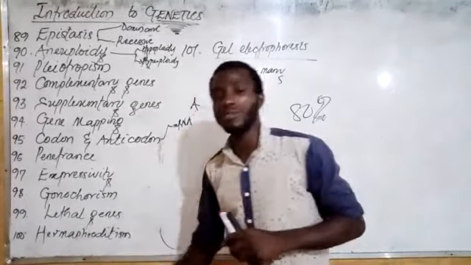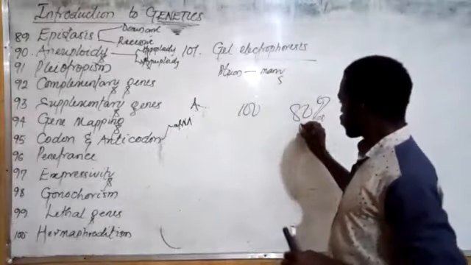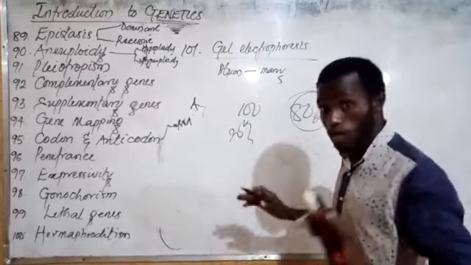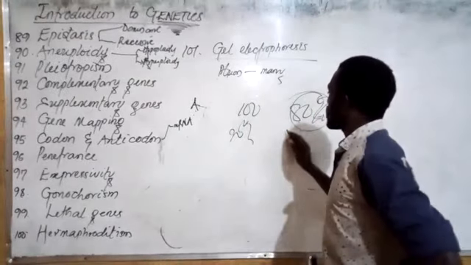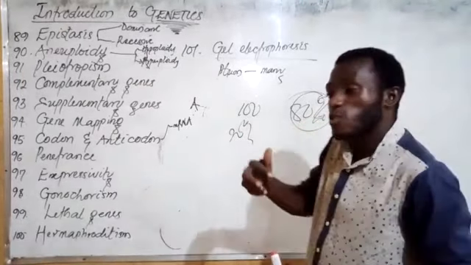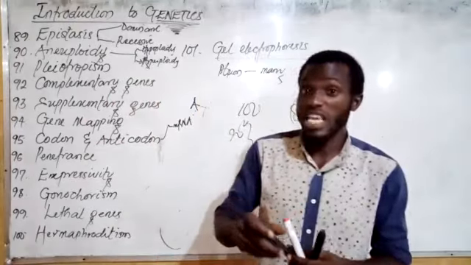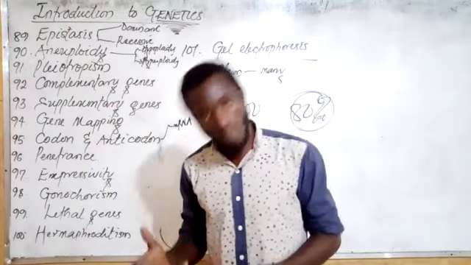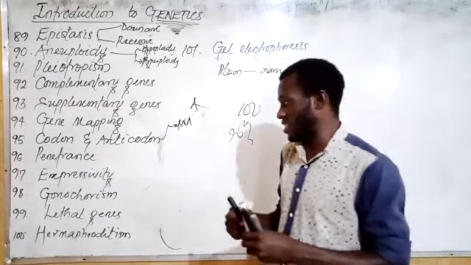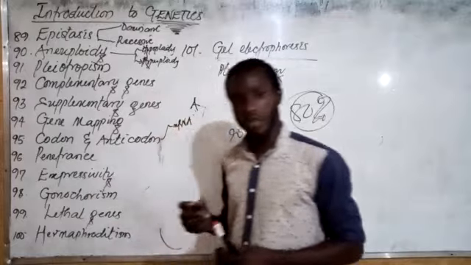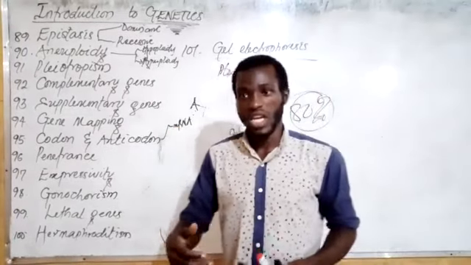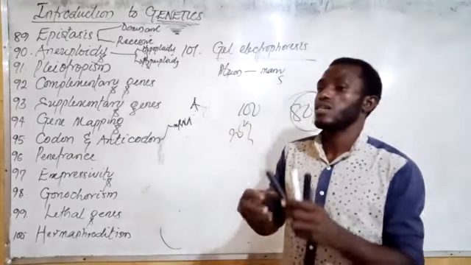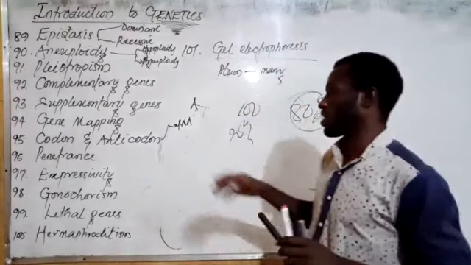While expressivity is basically talking about each individual among these 80 people, meaning that 20% did not express that hemophilia. So in these 80% that express it, some express more than the others. So they express at different degrees. For example, some people were more severe than the others. So that severity is expressivity. It's talking about the intensity or the severity of that trait that is being exhibited.